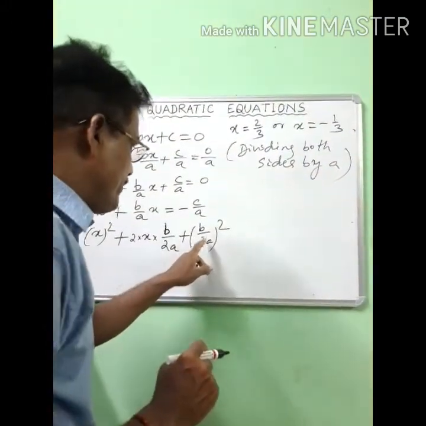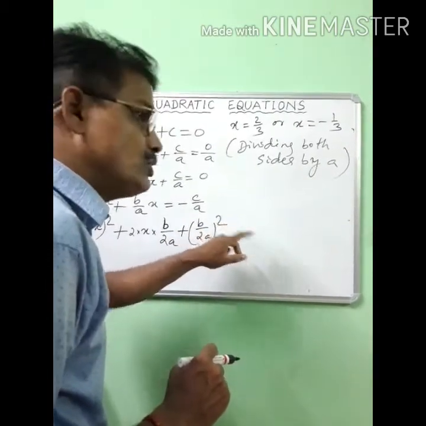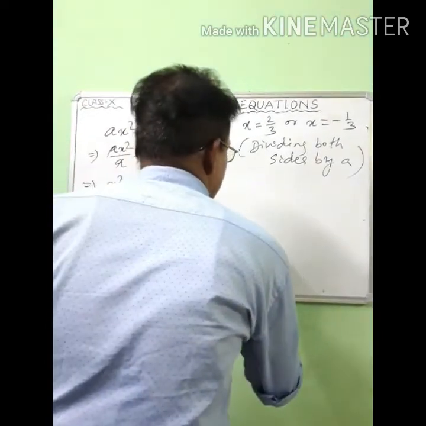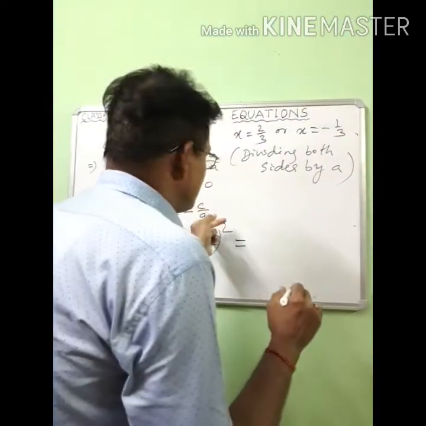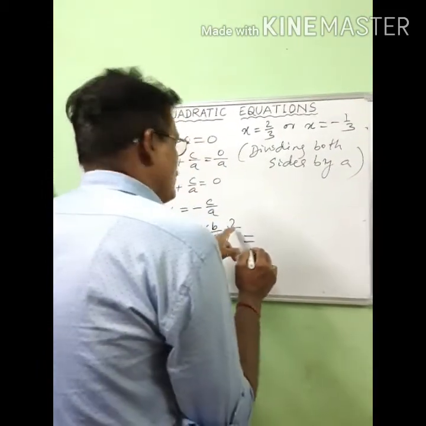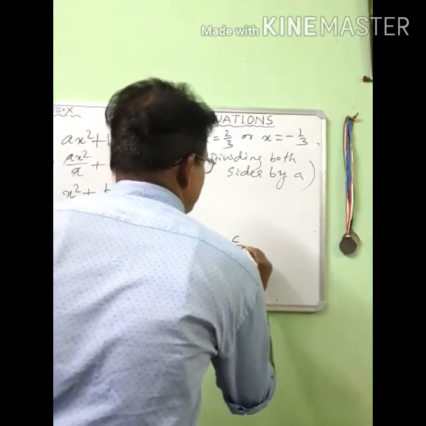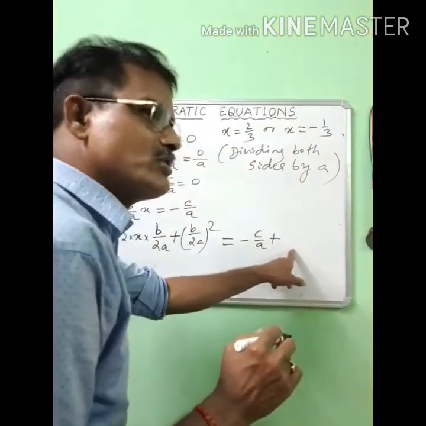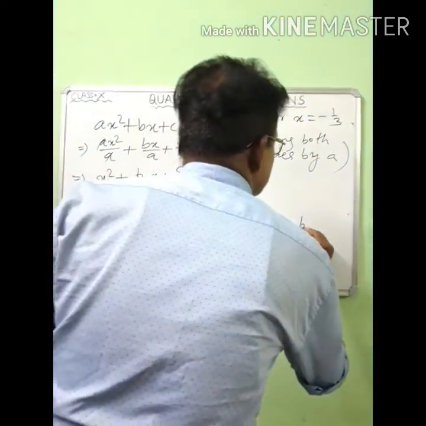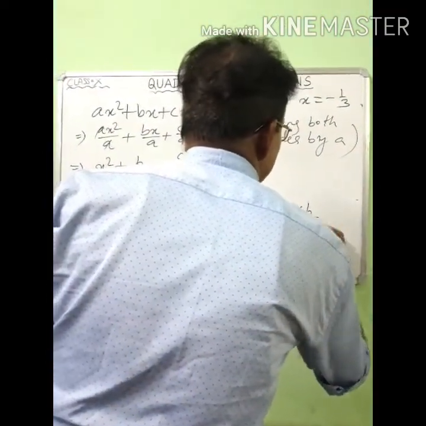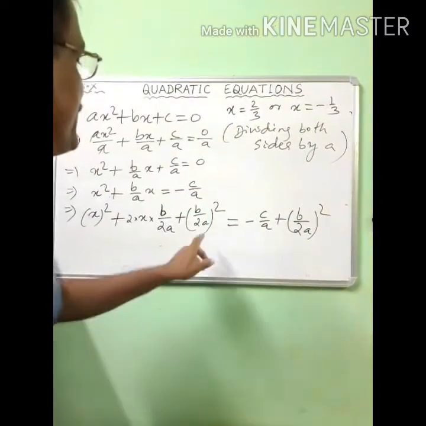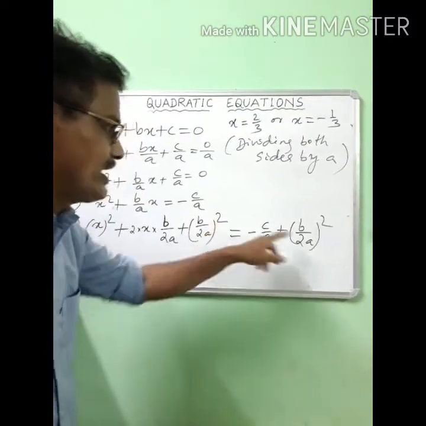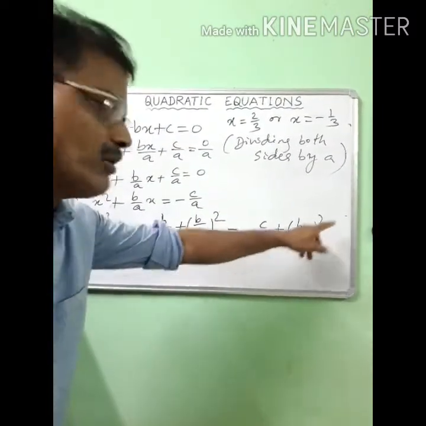By adding b by 2a whole square to both sides. So first add b by 2a whole square, and also add it to the right side, c by a plus b by 2a whole square. No problem. With both sides, we add b by 2a whole square. Clear?